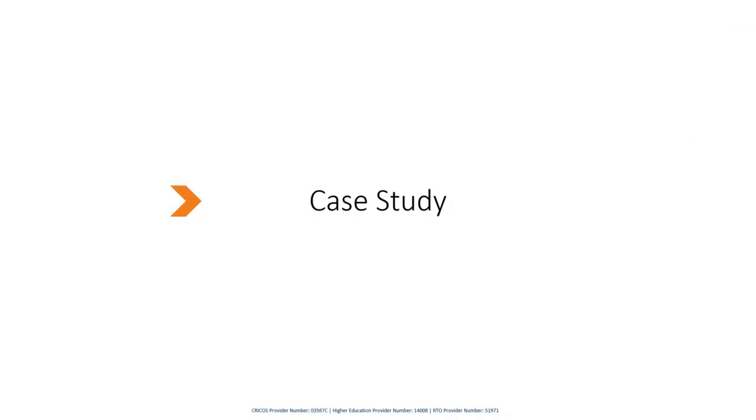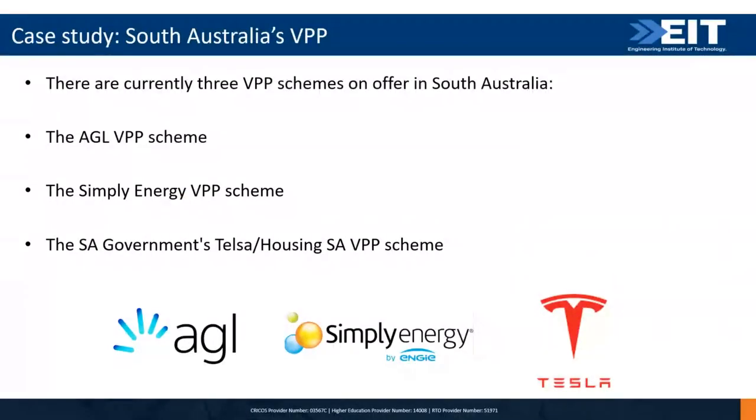Now let's look at a case study. As I said, the case study for this webinar is about the biggest virtual power plant in Australia. The project has been implemented by 2 retailers and 1 battery vendor. One retailer is AGL, another retailer is Simply Energy, and the battery vendor is Tesla. AGL, Simply Energy, and Tesla invested in 3 VPP programs in South Australia.